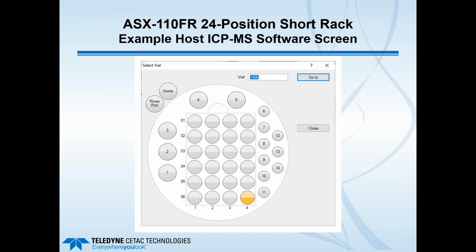This is an example of what you might see in the host ICP-MS software screen, and this shows a diagram of that exact 24 position rack along with the numbers and positions of the standards and the rinse ports. So when you're setting up the system, of course, you could actually do manual sampling if you wished through this screen. This also allows you to start thinking about setting up the automated sequence if you want to do that in the host ICP-MS software. But these types of utilities are available in the host ICP-MS software packages.